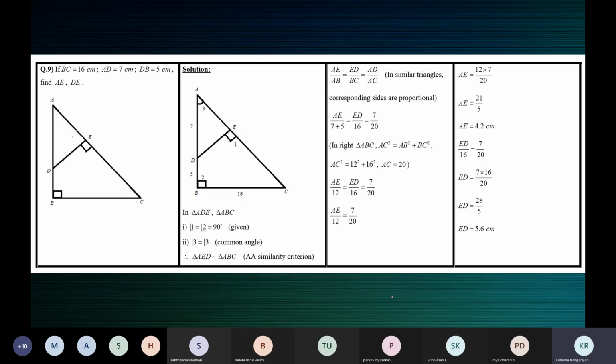So what do you see? Similarity, proportion, substitute. The whole triangle ABC, AB is 12 and BC is 16. So you can find AC using Pythagoras theorem. Because you can see in the proportion we have AC, and AC is not given, but AC can be found using Pythagoras theorem.